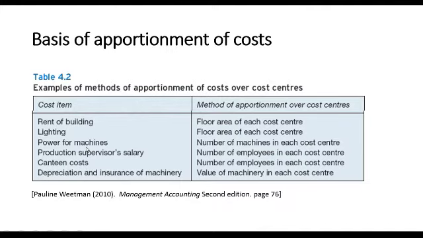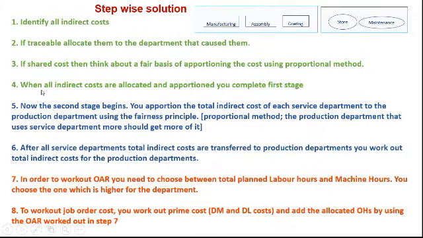Similarly, these other indirect costs are given and their relevant basis is also given against each cost. So, like this, if you have any cost, you just think what will be the more logical basis of apportioning that cost. When all indirect costs are allocated and apportioned, you complete the first stage. That is the first stage, where you allocate them along all 5 departments.